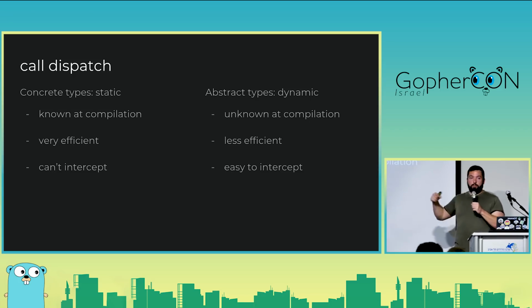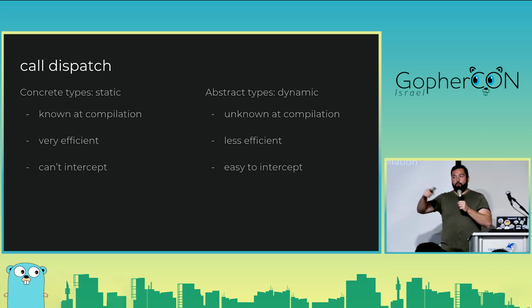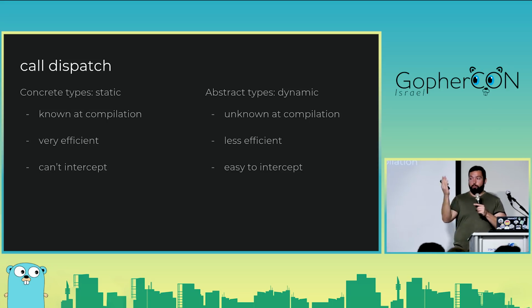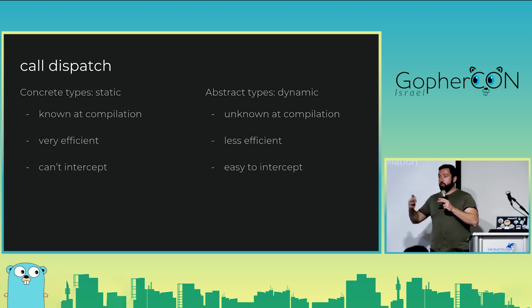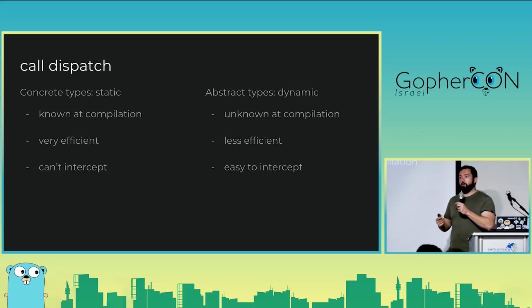But with abstract types, this is dynamic, which means that you do not really know what you're going to be calling when you're compiling. It will be decided later on, right? And this means that it's less efficient, because it needs to do some jumps. But in one of those jumps, you can actually put stuff in between. And this is incredibly useful. Why is this useful? Because it allows you to add behavior to something that is already defined without having to modify that code. So let's think about one example.